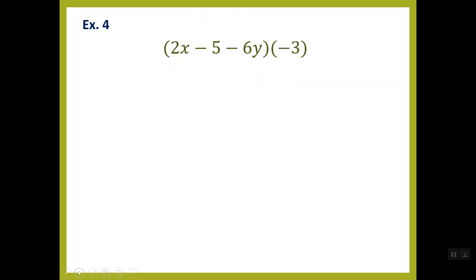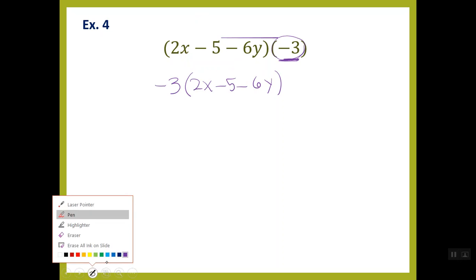All right, now sometimes you might get a problem where you've got your expression and then it's multiplied by a number at the end. Well, this is going to distribute in the same way. For a lot of people, it's helpful to write it first. So we're going to take this negative 3 over here and rewrite the negative 3 at the beginning and then rewrite our parentheses, 2x minus 5 minus 6y. For some people, visually, it's helpful to have the single value that's being multiplied written at the beginning. You don't have to do that. You could distribute backwards, but that's helpful for a lot of people.